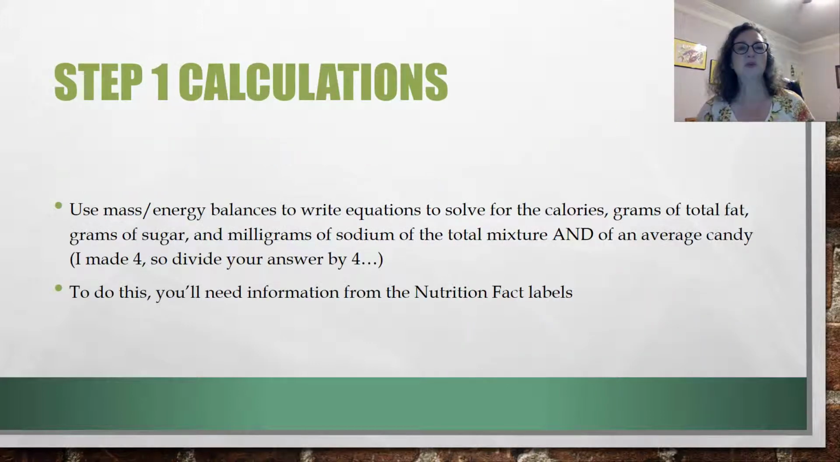And what I want you to do is do some calculations. And I want you to actually use mass and energy balances and write actual equations to solve for how many calories in these candies, how many grams of total fat, how many grams of sugar, and how many milligrams of sodium in the total mixture, and then again how much is in the average candy. Now in this case the average candy was just 1/4 of it, so divide your total by 4 and you'll have the average. In order to do this, you will need information from the nutrition fact label.